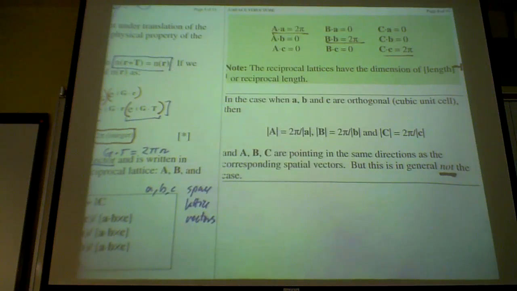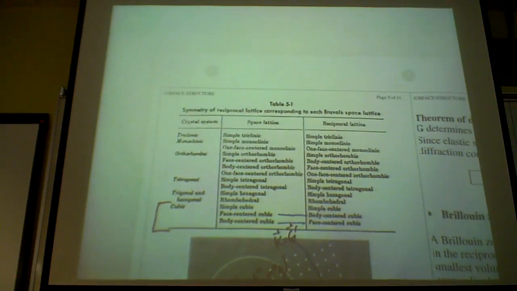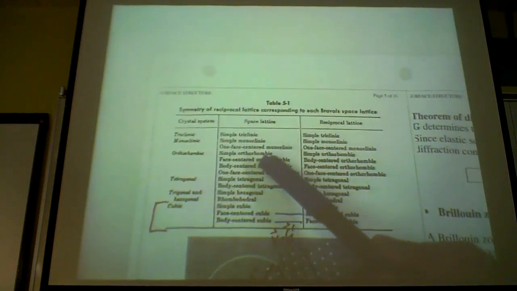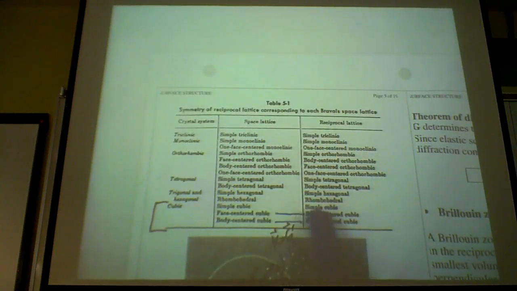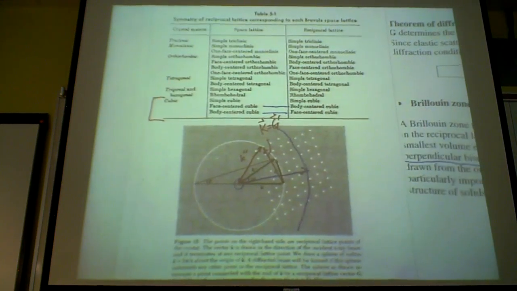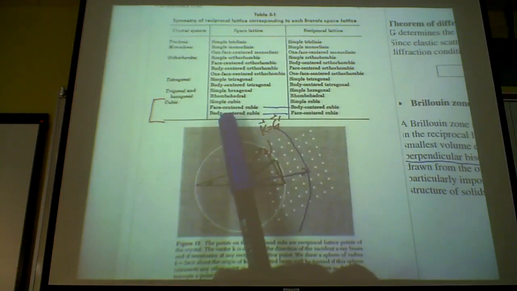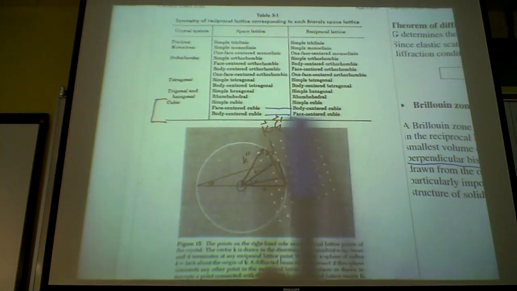So let me just give you what they look like if you have different unit cells. So here, for example, you have different unit cells. Let's look at these 2. You have face center cubic, for example. In reciprocal lattice, it becomes body center cubic. And similarly, if you have body center cubic, it becomes face center cubic in reciprocal space.